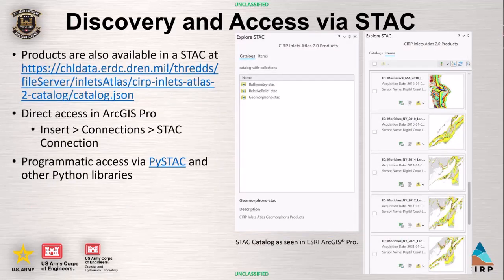Accessing the STAC here, we are wrapping up. That's the link to the actual STAC catalog. You can access that directly in ArcGIS Pro under that sort of Insert menu. And that's kind of where the screenshots that you're seeing here came from. So this is what that might look like. And then there are also different Python libraries for programmatic access of data in STAC catalogs, PySTAC, I think, being a popular one, and there's a few others as well.